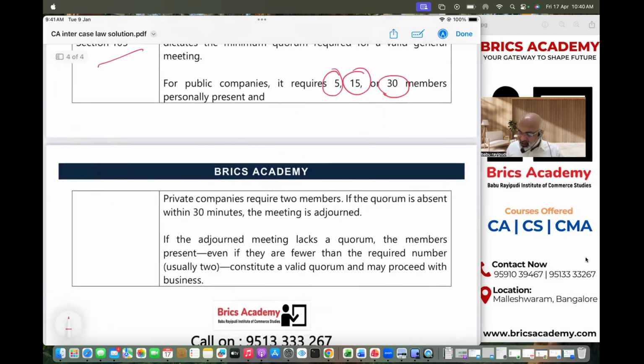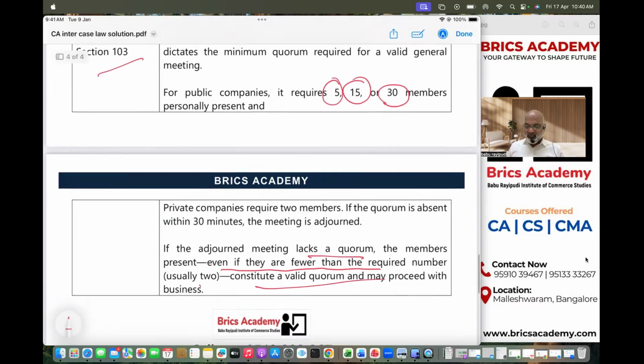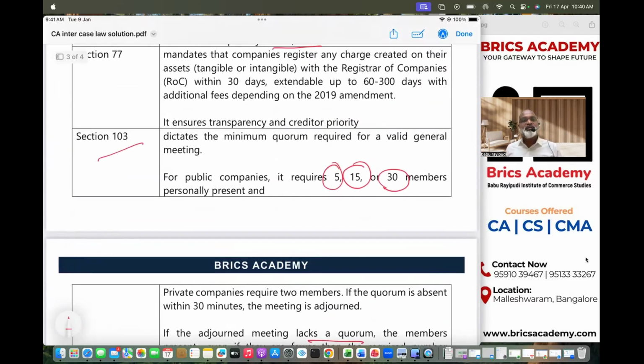If the adjourned meeting lacks the quorum, the members present, even if they are fewer than the required number, constitute a valid quorum. That is for a private company. Private company, two members in person. If even one member is present, it is also quorum.